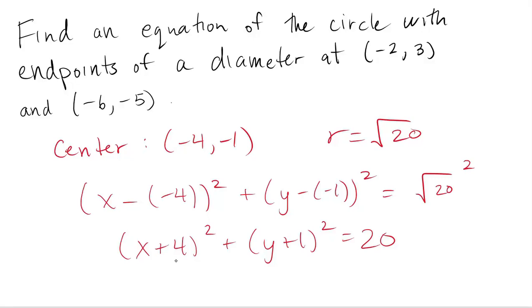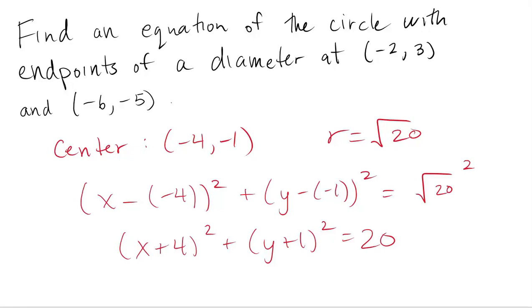Negative 6 plus 4 is negative 2, but negative 2 squared is 4. Negative 5 plus 1 is negative 4. Negative 4 squared is 16, and 4 plus 16 is also 20. Both of those points satisfy this equation, and so it's got to be the right one. This is the equation of the circle with diameter at (-2, 3) and (-6, -5).